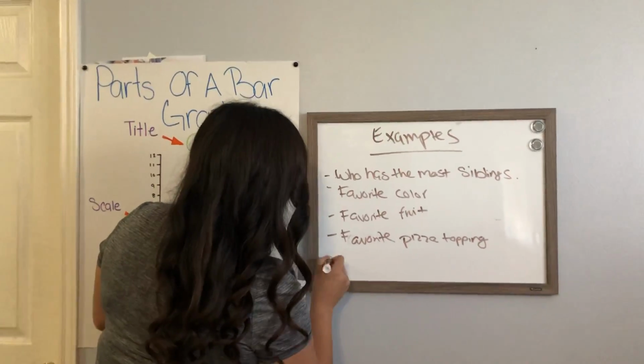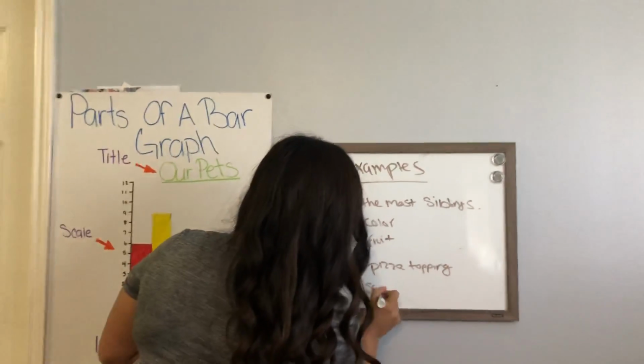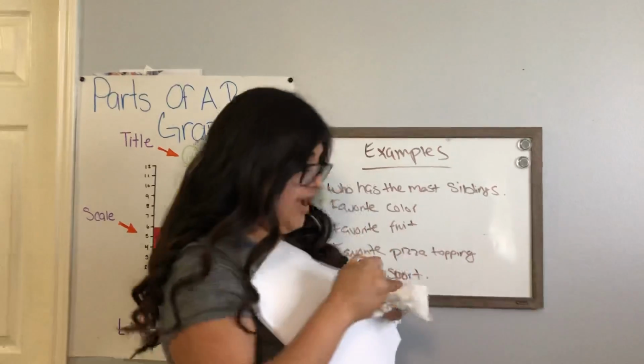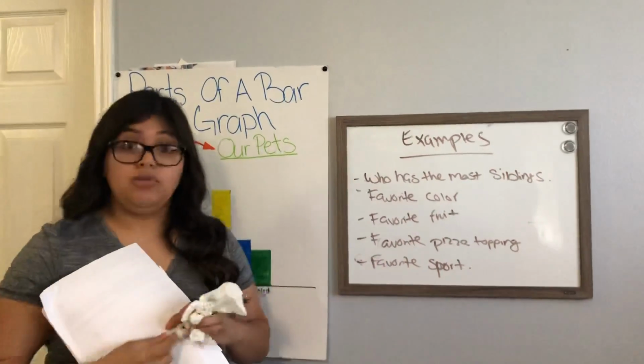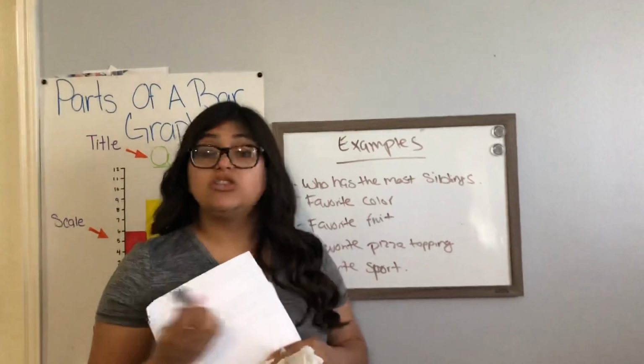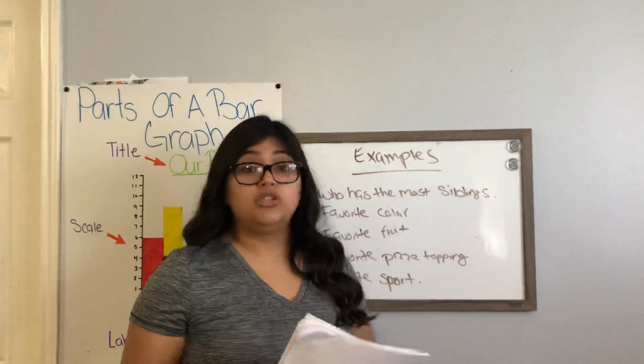To be able to do a bar graph, we have to first do a survey, right? So we can create a bar graph and see what our scale will look like. So these are some examples you could use for your groups of 3 and 4 to create their own bar graph.